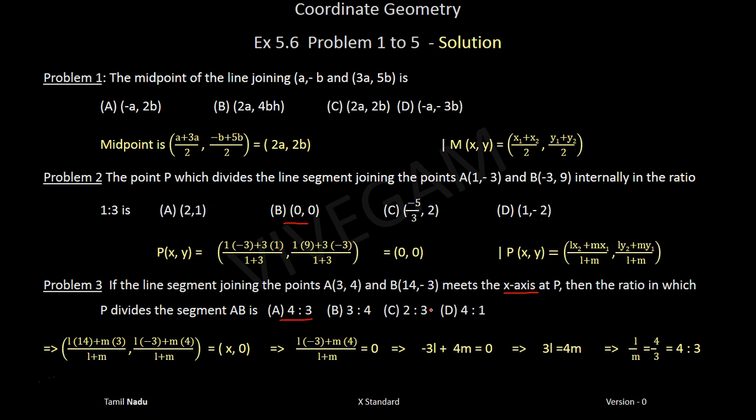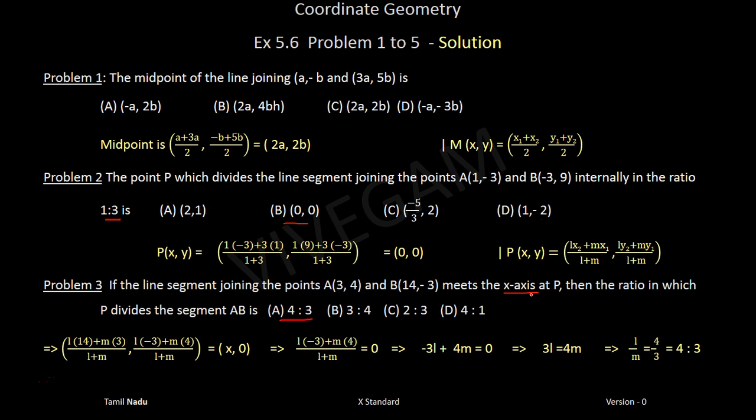Let me repeat, this is an interesting problem. They have given both the points and they say the dividing point, that is point P, is on the x-axis, and they have not given the ratio. In the previous case, they gave you both the points and the ratio also, the ratio 1:3. Here they are not giving the ratio, but they are giving that the point P is on the x-axis, and they've indirectly told you that it is an internal division.